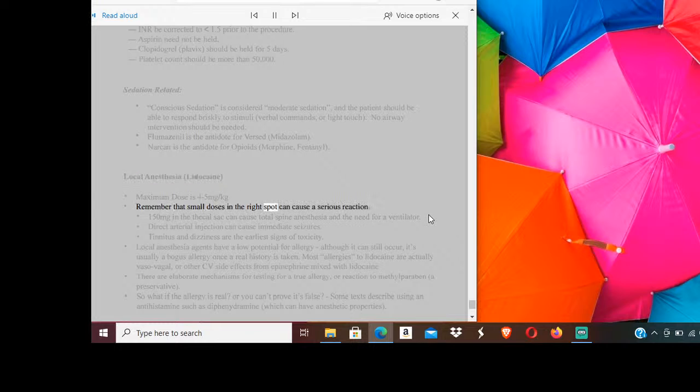Remember that small doses in the right spot can cause a serious reaction. 150 mg in the thecal sac can cause total spine anesthesia and the need for a ventilator. Direct arterial injection can cause immediate seizures. Tinnitus and dizziness are the earliest signs of toxicity.